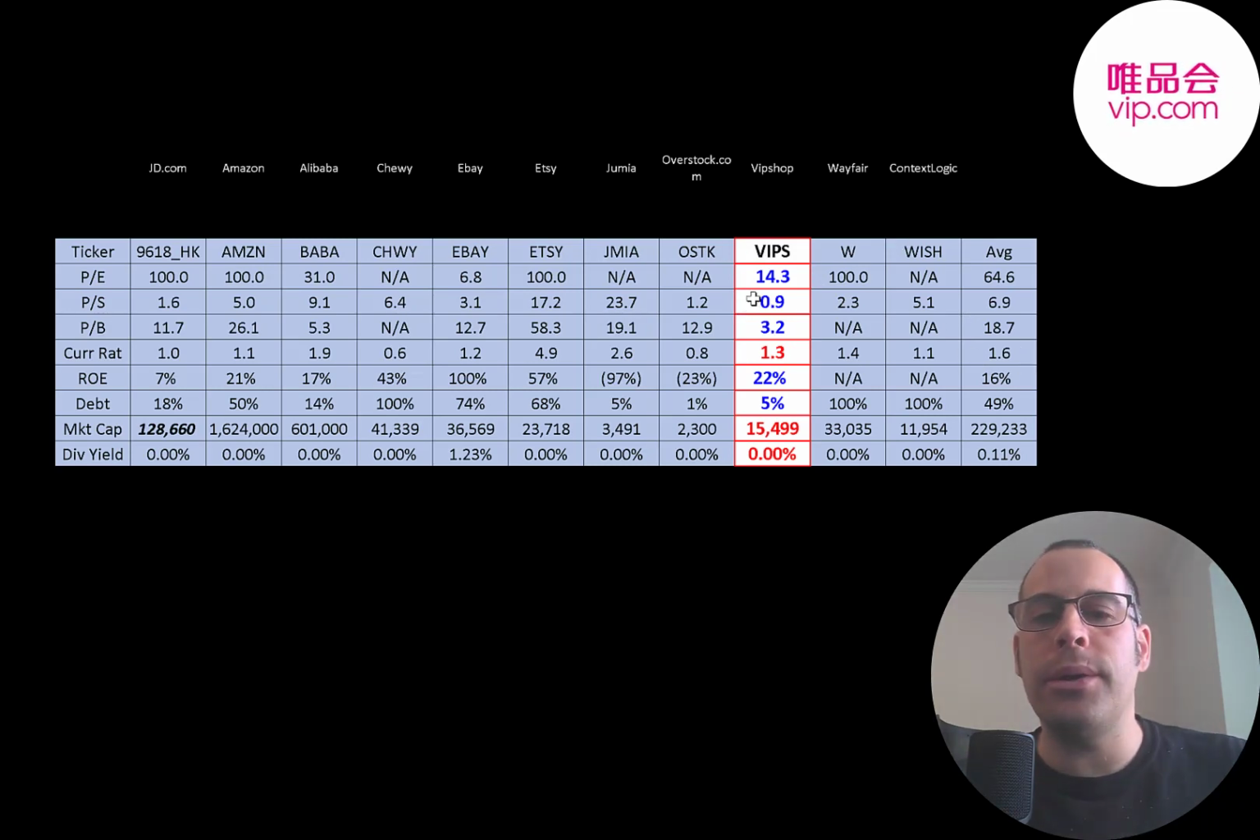So they're doing a lot better in all the price multiples. They're a little lower than average in current ratio. They're doing better in ROE, a lot better in debt. In terms of market cap, they're a lot smaller than average. They're not a small company at $15 billion market cap, but when you have Amazon at $1.6 trillion and Baba at $600 million, it really drags that average up. And they're not paying a dividend. They're using all their free cash flows to invest back into the company to grow it.